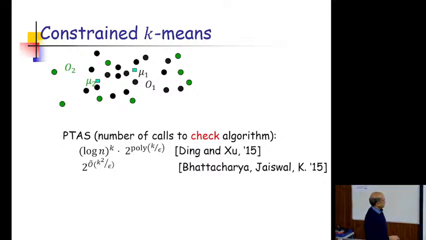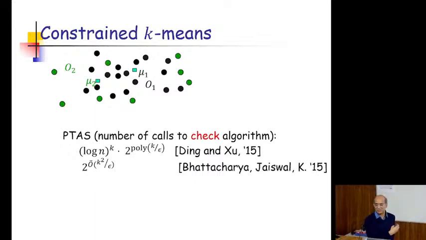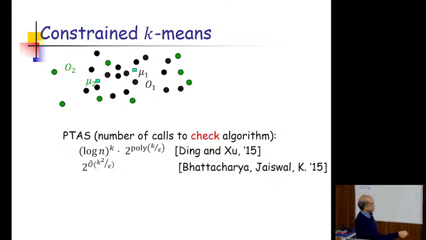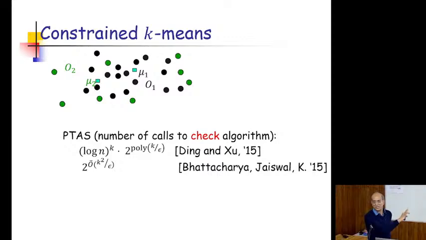Ding and Zhou in '15 gave an FPT algorithm with this running time. We showed that the same principle, the same ideas that I showed you, give a PTAS where you make so many calls to the check algorithm. So essentially you use this as a black box, but you make 2 to the k squared by epsilon calls to the black box algorithm. So I want to show you why the same ideas would work even here as well.